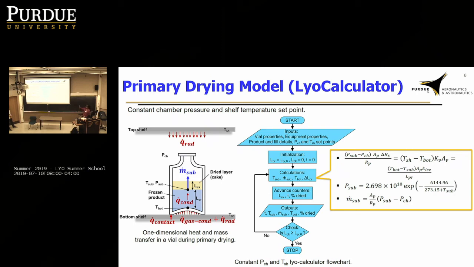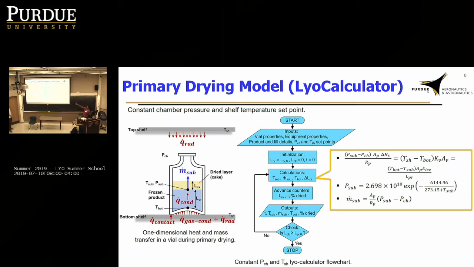So to quickly tell you the flow chart of what this code does, you specify certain inputs. You specify your vial properties, basically the geometry of your vial. Equipment properties, in this case, is just the heat transfer coefficient. The heat transfer coefficient is specific to a vial and lyophilizer combination. So once you know that, you can specify that, which is what we call Kv. And if you don't know, you can extract that if you have one experimental run.